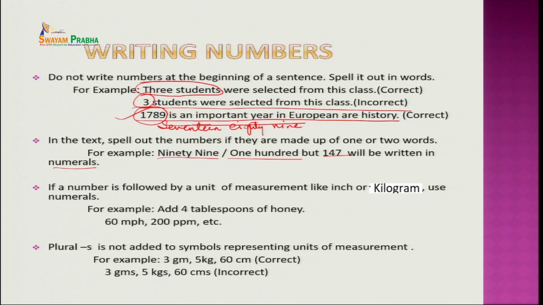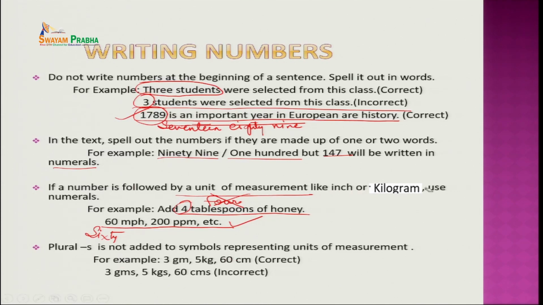Third, if a number is followed by a unit of measurement like inch, kilo, or kilogram, use numerals in that case. For example, 4 tablespoons of honey; I have not used "four" in place of that, which would be wrong. In the same way, 60 mph or 200 ppm is absolutely right. So keep in mind, when we talk about units of measurement while writing letters or anywhere else, inch or kilogram or any such unit will be written in such a way.